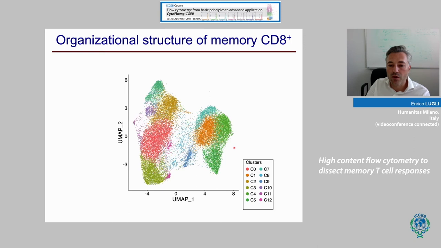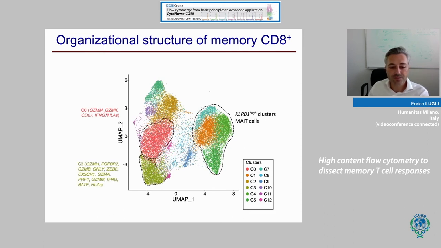A large population is identified by expression of KLRB1, encoding CD161. This identified MAIT cells, but we were not very interested in that population. But we were pleased to see the classical differentiation pattern of T cell responses in the peripheral blood, by the presence of effector cells, terminally differentiated populations expressing granzyme B, granulysin, and other cytotoxic markers, and then a bunch of different early differentiated memory populations. You can see that there are three subsets.